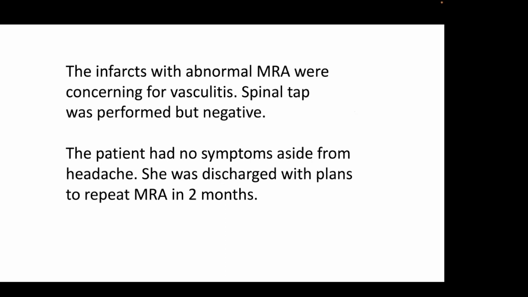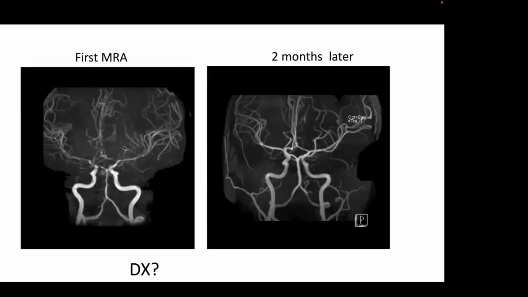She had a spinal tap, which was negative, and she had no symptoms from those infarcts. So she was discharged, and we thought this could be reversible cerebral vasoconstriction syndrome, which can occur in the postpartum period. It's usually not associated with infarcts, but we think it was in her case. This is what she looked like in the acute phase, and this is what she looked like 2 months later. She went back to normal. This is what you can expect in RCVS: a return to normal and a normal spinal tap.